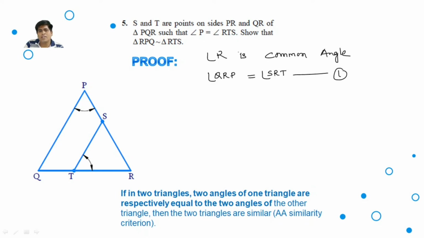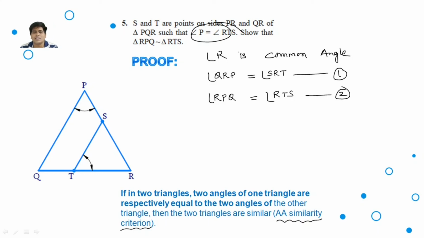And one more angle is equal. Which angle? Angle RPQ is equal to angle RTS. This is from the given data. From the given data, these two angles are equal. Clearly, in the two different triangles, corresponding angles are equal. When corresponding angles are equal, by the AA similarity criterion, these two triangles are similar.